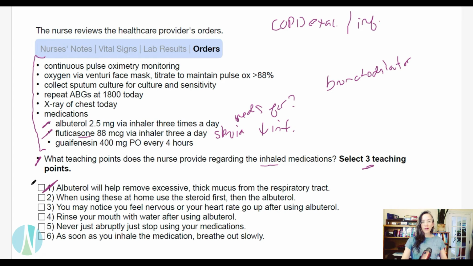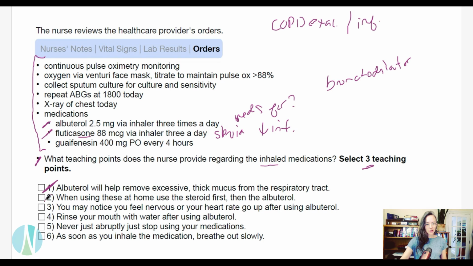So, right, if you just know what the med is for, it's kind of easy to get rid of or keep answers. When using these at home, use the steroid first, then the albuterol. Oh man, what if you haven't reviewed that in a while? It's like, which one goes first again? Okay, just remember, you want to open up the lungs, get them open to receive the steroid. So then the steroid will help decrease the inflammation.